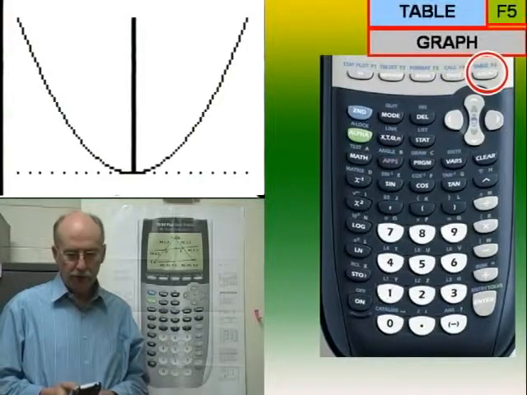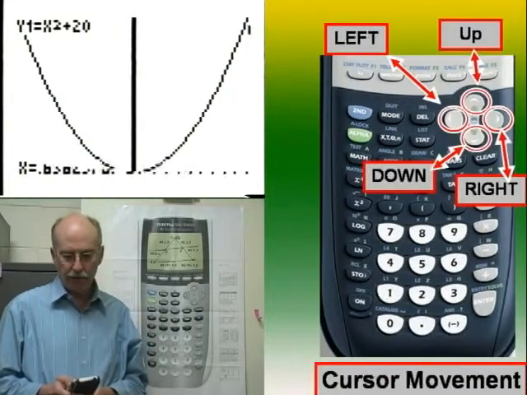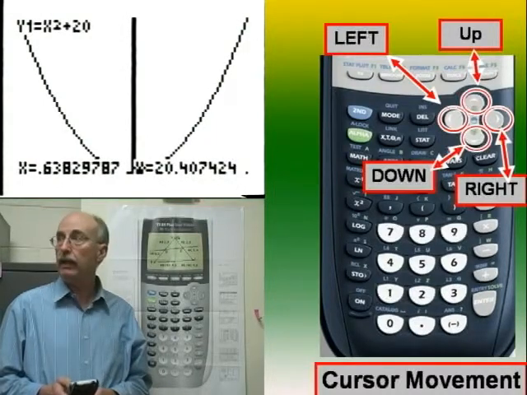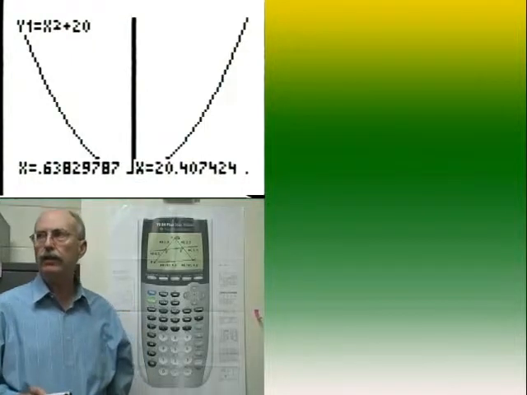Notice that if we hit the trace button, we can move along that line by using the left and right buttons, but the up and down buttons don't do anything for us. Well, they have a special meaning. Let's put another equation in here.